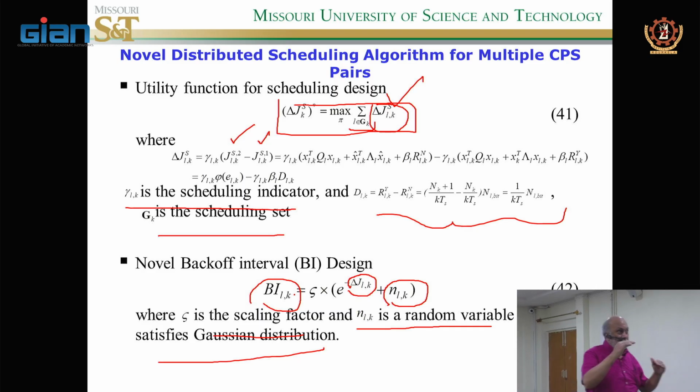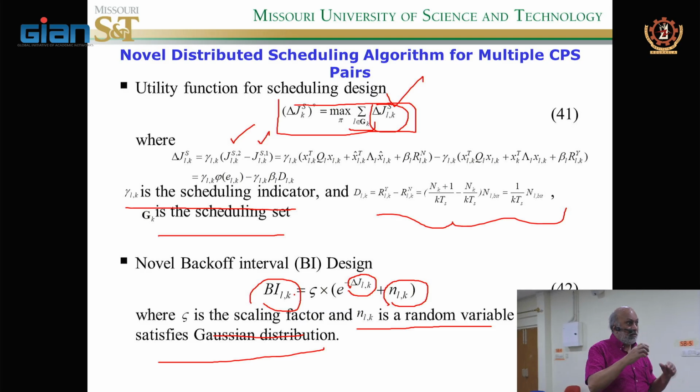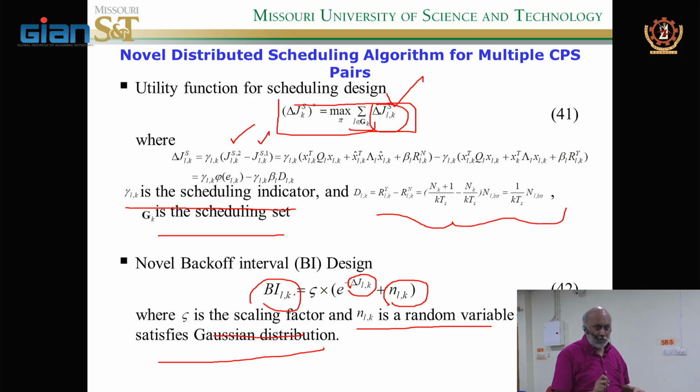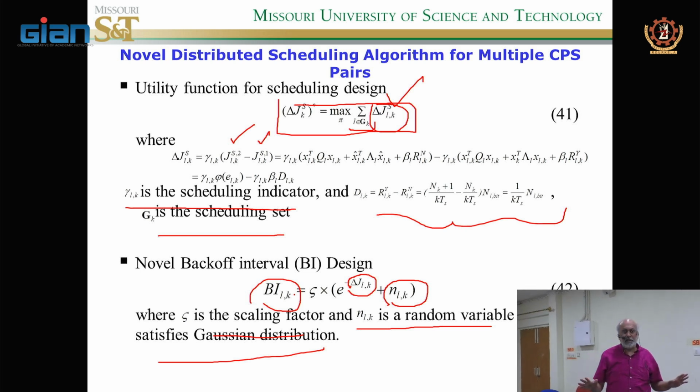We are maximizing those that really need to transmit. And that's how it's incorporated. How is this incorporated as part of the back-off interval? That means that particular subsystem would have the smallest back-off interval. So it's going to go first onto the network and then it's going to transmit. That's a very simple idea.